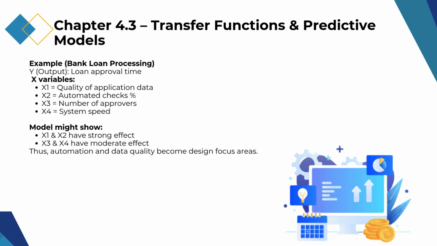This example shows y equals f(x) in a bank loan process. The output y is loan approval time, influenced by inputs like data quality, automation, number of approvers, and system speed. The model indicates that data quality and automated checks have the strongest impact, while others have moderate effect. Therefore, automation and data quality become key design focus areas.